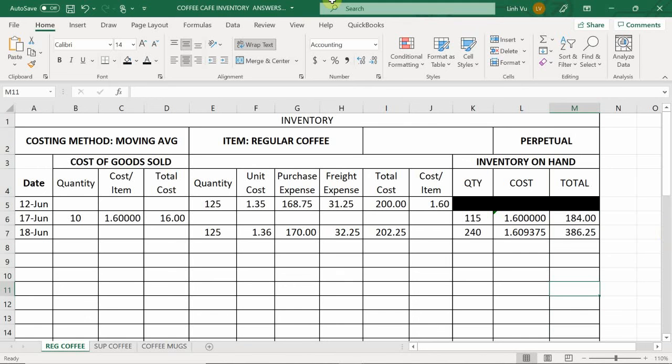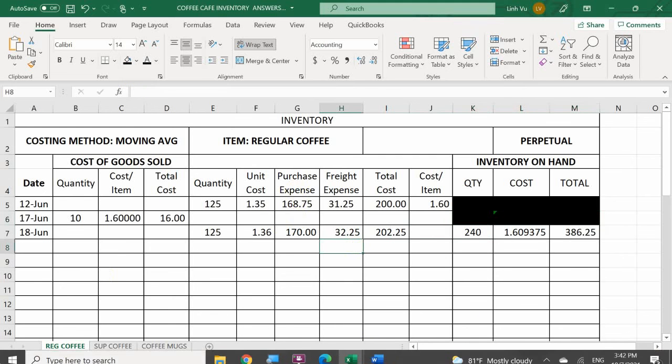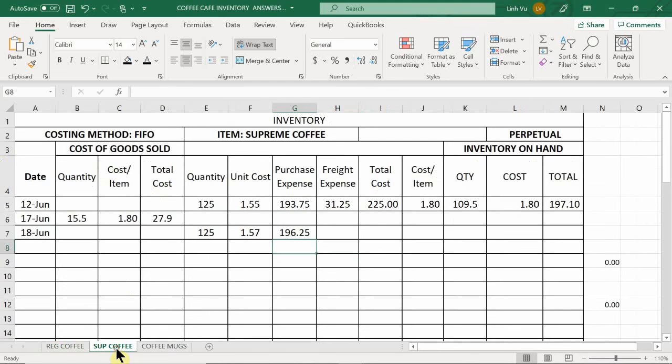Okay. Now, again, we don't need the top one because we don't have 115 pounds anymore. We have a total of 240. So this one we can block off. All right. So let's go ahead and do our supreme coffee.